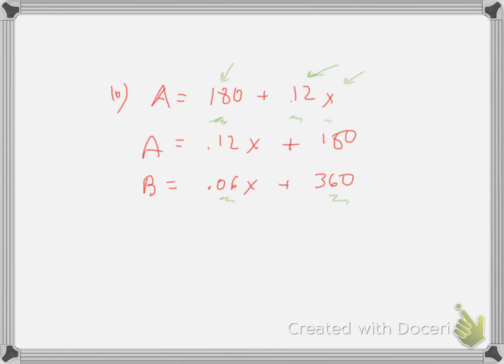How many copies would you have to make in 1 month in order to be charged the same rental by both? So basically, we want A and B to be equal. So if A equals B, then their equations should equal each other. So let's go to the next page.